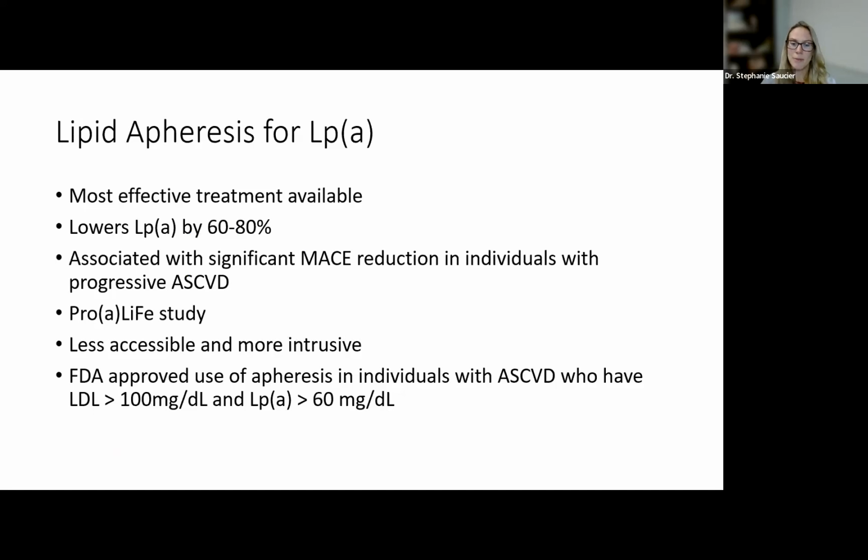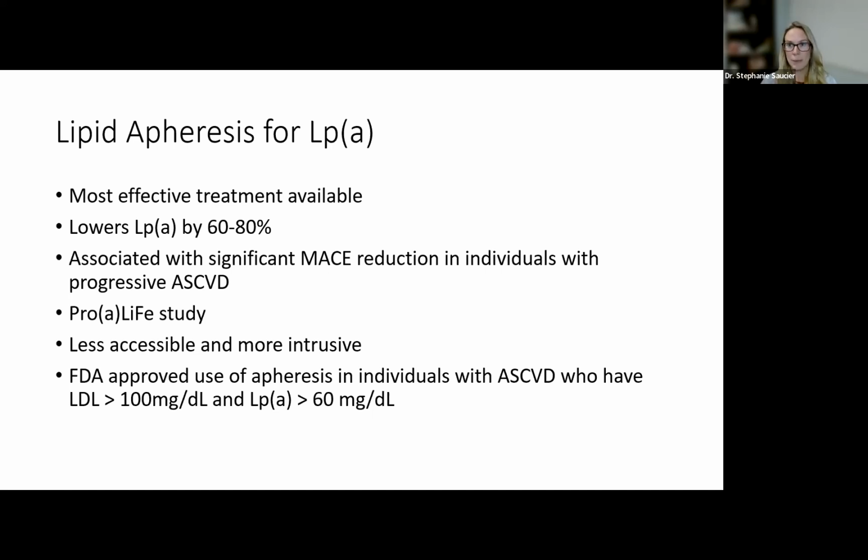Now we talked about some of the medications. Let's talk about lipid apheresis for Lp(a). As I mentioned, my patient is on lipid apheresis and she does excellent and has not had any progression of her disease. It's the most effective treatment available. It lowers Lp(a) by 60 to 80%, as I showed you on the slide with my patient, and is associated with significant MACE reduction in individuals who have progressive ASCVD. The PRO-A Life study also illustrated this.